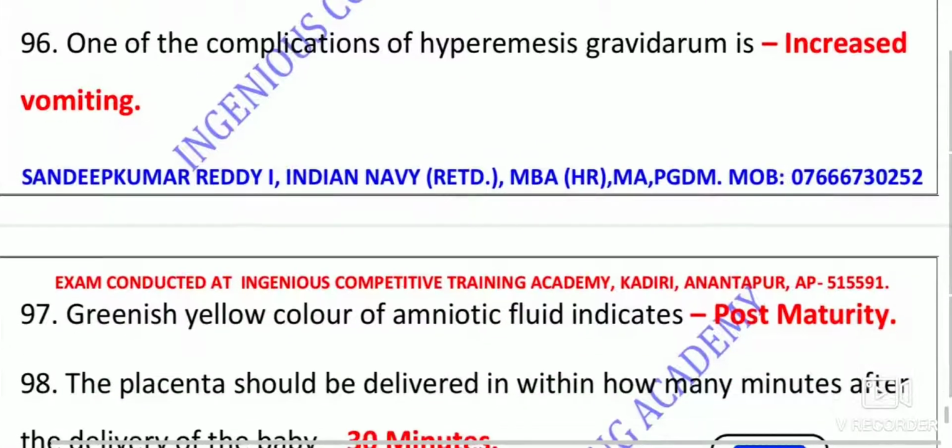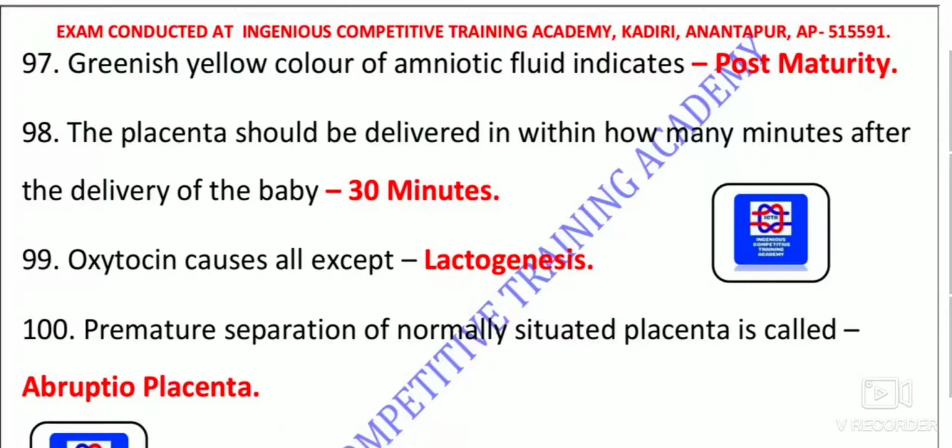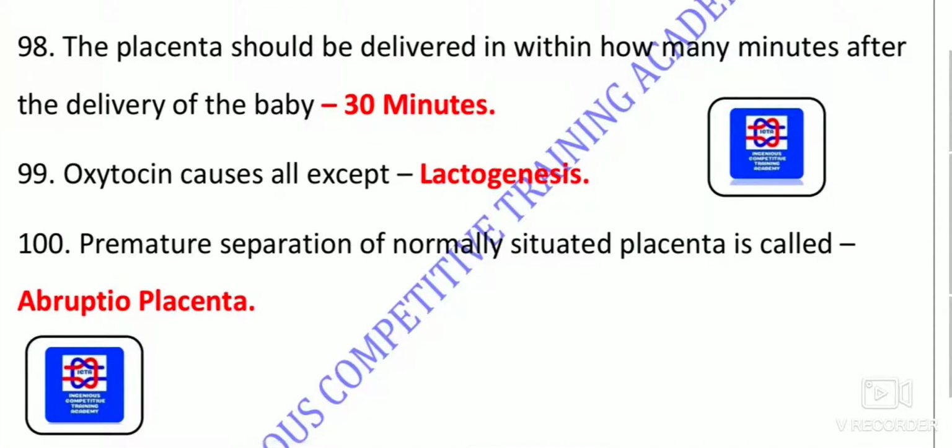Next we have one of the complications of hyperemesis gravidarum, which is increased vomiting. Next, the greenish yellow color of amniotic fluid indicates post maturity. That is what you have to remember. The placenta should be delivered within how many minutes after the delivery of the baby? That is 30 minutes. Oxytocin causes what? All except lactogenesis. Premature separation of a normally situated placenta is called abruptio placenta. This is what exactly takes place.